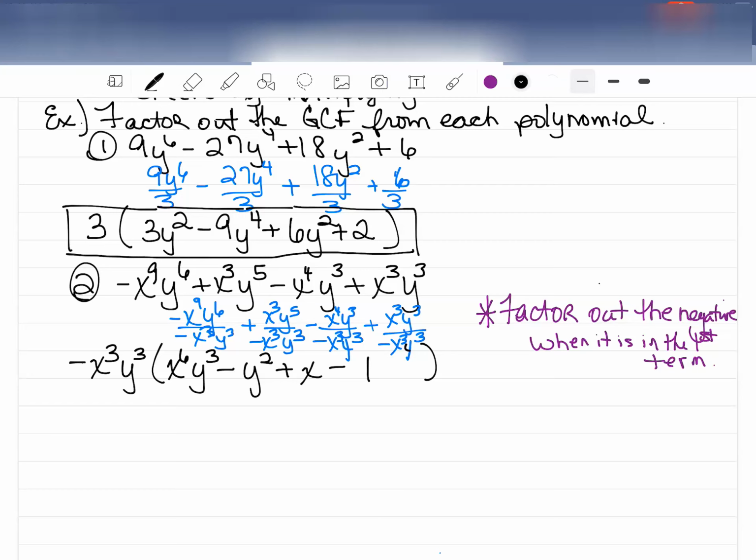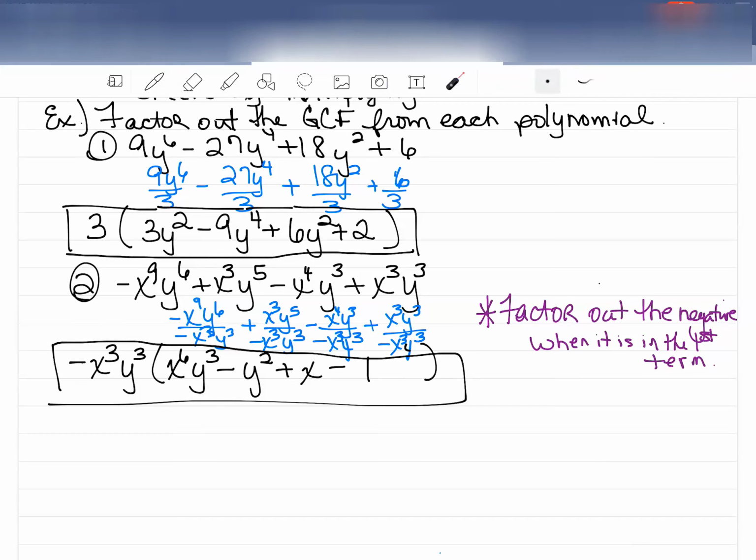If I want to check my answers, all I have to do is multiply things back. So I take what I have for my answer, I multiply. Taking the negative x cubed y cubed, multiplying it by x to the 6 y cubed, is going to give me this negative x to the 9 y to the 6 that we had originally. Remember, when you're multiplying, you end up adding the exponents.